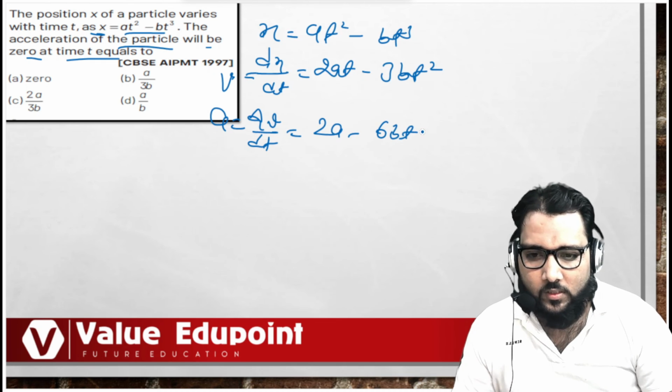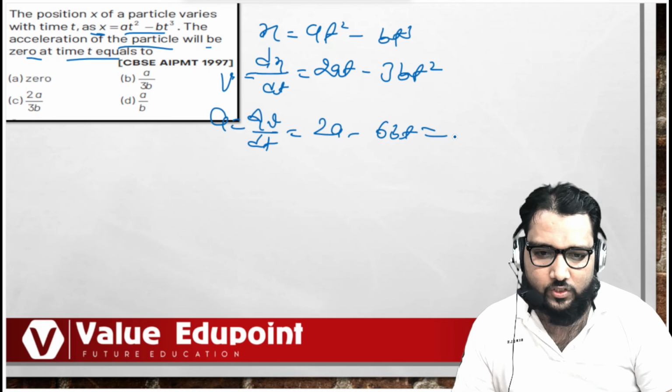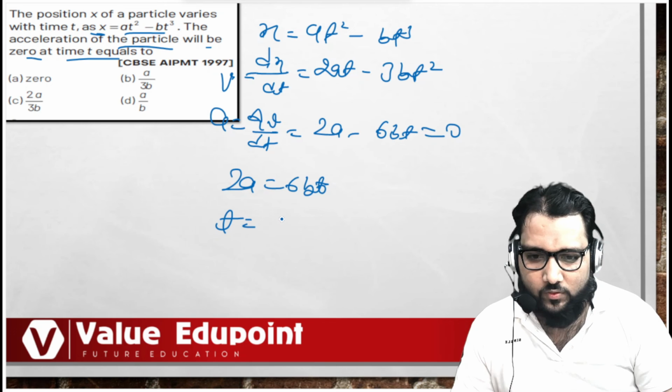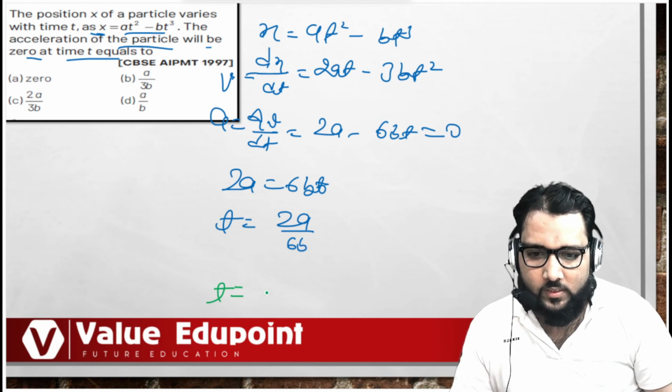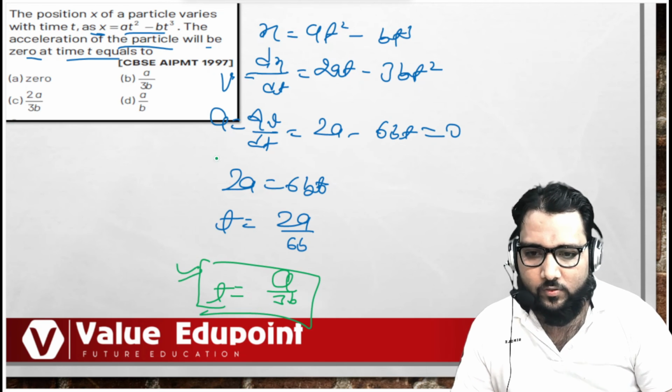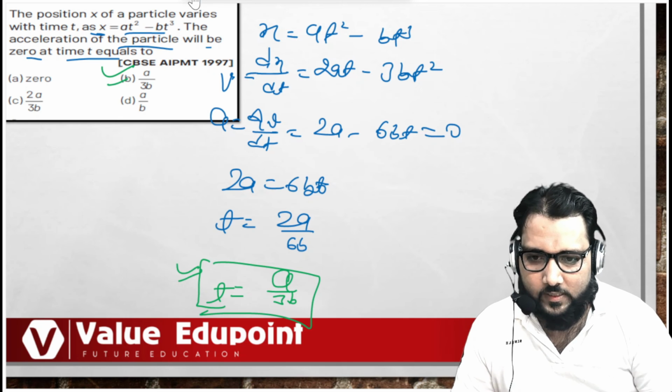This will give 2a minus 6bt. Now he is asking when the acceleration of the particle will be 0. So this is the acceleration equal to 0. Okay, so 2a equals 6bt, and the time will be 2a upon 6b, which comes out to be t equals a upon 3b. Is it okay, guys? So here answer B is correct.